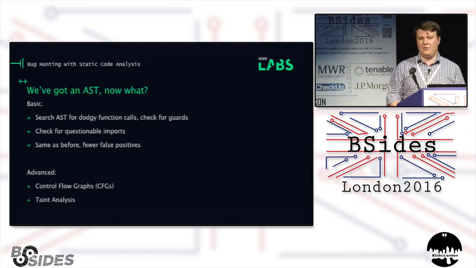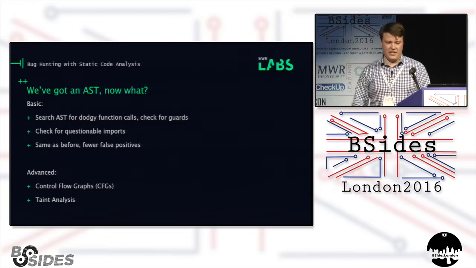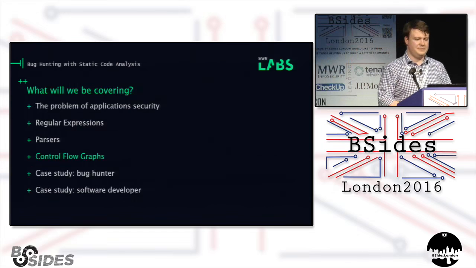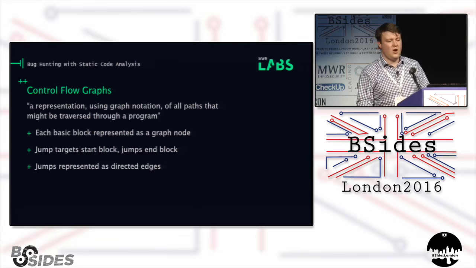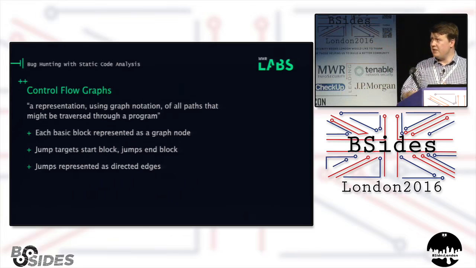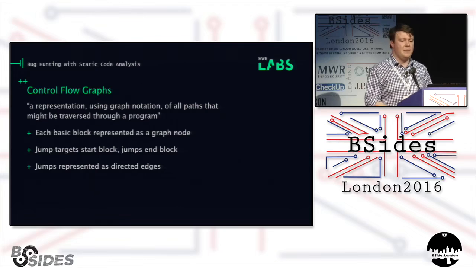But where this becomes really powerful, that's fairly basic functionality, is then when you start looking at control flow graphs and taint analysis. So let's take a look at control flow graphs. What is a control flow graph? It's a representation using graph notation of the paths that might be traversed through the program at any point. So you build essentially a representation of the possible execution paths that can be taken.